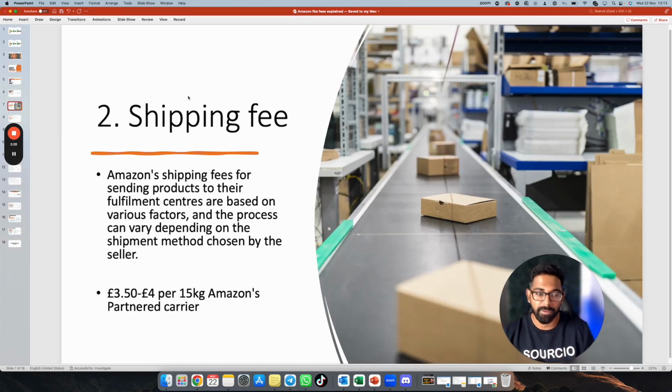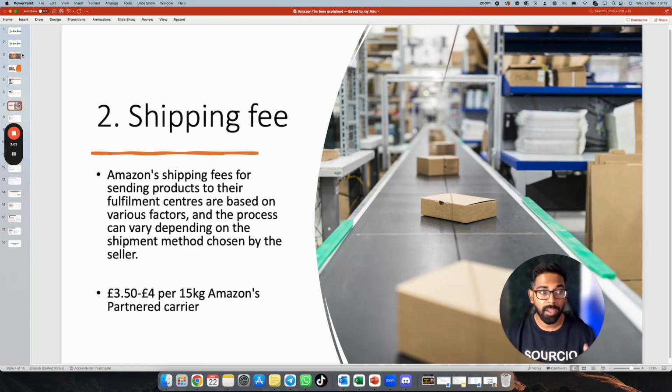Second fee is the shipping fee. Now, the Amazon shipping fee is for basically sending the product to Amazon. So as a seller, you are going to send the product to Amazon, and for that you are charged anywhere from £3.50 to £4 per 15 kg if you use Amazon's partnered carrier. So Amazon has a partnership with UPS that allows us to send really heavy stuff for a reasonable price. And this is an estimate. The actual price does fluctuate and keep changing, but the average is around £3.50 to £4 per 15 kg.